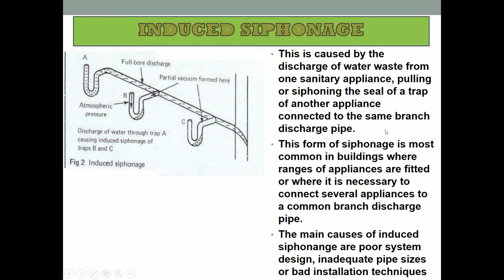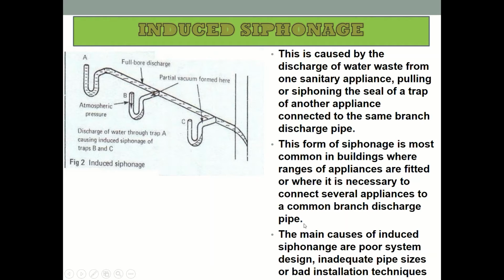Next, we have induced siphonage. This is caused by the discharge of waste water from one sanitary appliance pulling or siphoning the seal of a trap to another appliance connected to the same branch discharge pipe. This form of siphonage is most common in buildings where ranges of appliances are fitted, or where it is necessary to connect several appliances to a common branch discharge pipe.